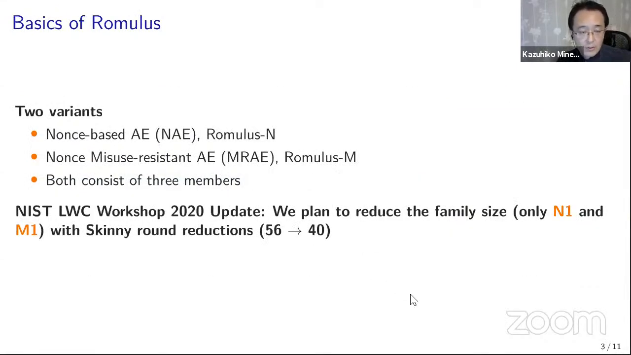So Romulus consists of two variants, the nonce-based Romulus-N, and the nonce-misuse resistant Romulus-M. Both consist of 3 members, but as we announced in the latest NIST workshop, we plan to reduce the family size. If Romulus is selected to the next round, then only the members called N1 and M1 will remain. We also plan to reduce the number of SKINNY rounds from 56 to 40 to boost the performance while keeping the large security margin.